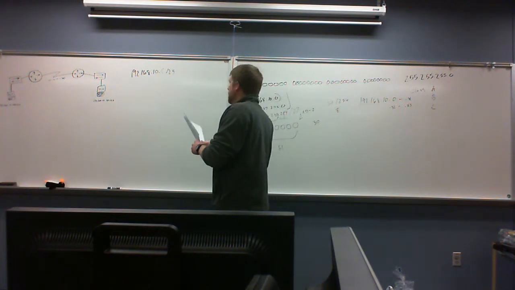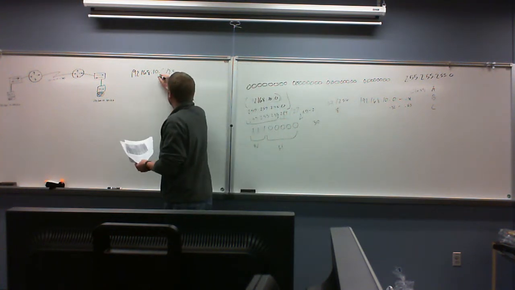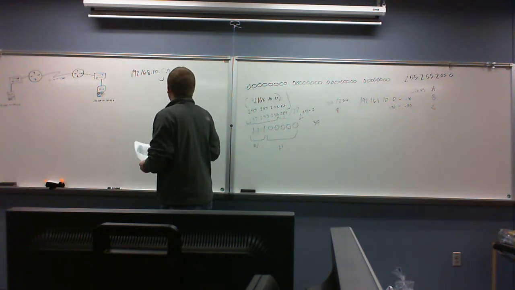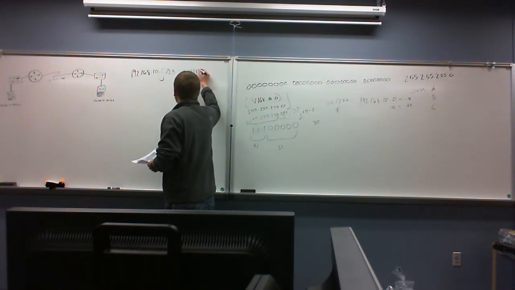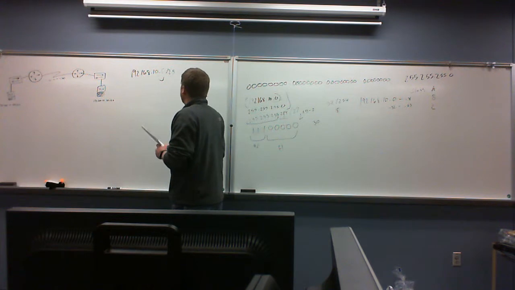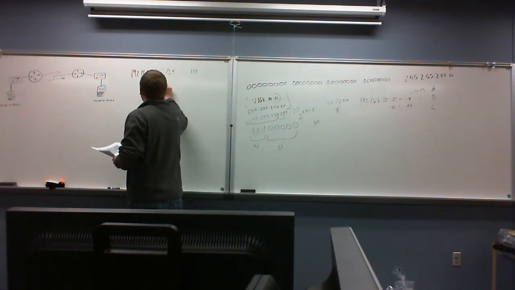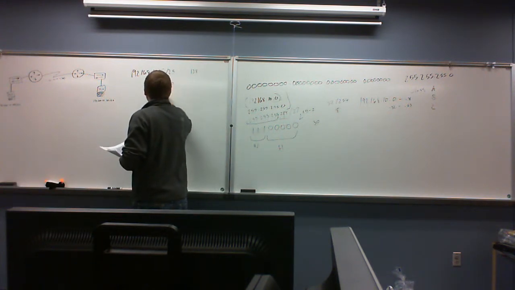Right now, this octet, the way it stands, is broken up into 2 large blocks of 128 each. The first block is 10.0 to 127. The second block is 10.128 to 10.255.